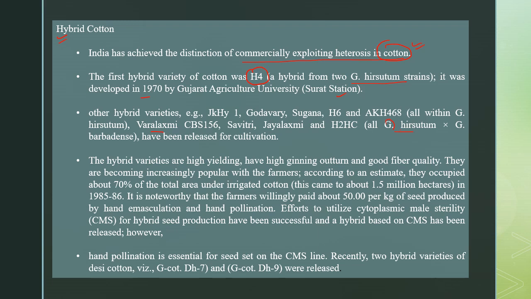The hybrid varieties are high yielding and have high ginning outturn and good fiber qualities. That means they possess all the good qualities compared to the open pollinated ones. Earlier we also developed hand pollinated hybrid varieties like G-cot DH1 and G-cot DH9. These are two hybrid varieties of desi cotton. Okay.